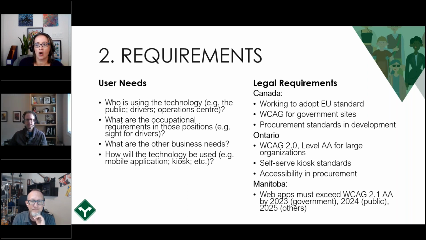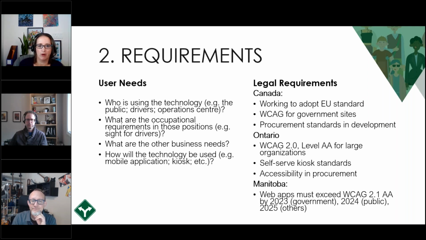So if it's for an operator, clearly a bus operator does need to have sight to be safely operating that vehicle. And so if there's technology that requires them to have sight on board, that's not an unreasonable requirement. It is technically not going to meet some of those functional requirements that we were talking about previously, but it is aligned with the other operational or functional requirements of their position. But they might be colorblind and be able to be a driver. And so there are other aspects where you might want to be thinking about color contrast, or not just using color to communicate information. And then, of course, what are the other business needs and how will that technology be used?